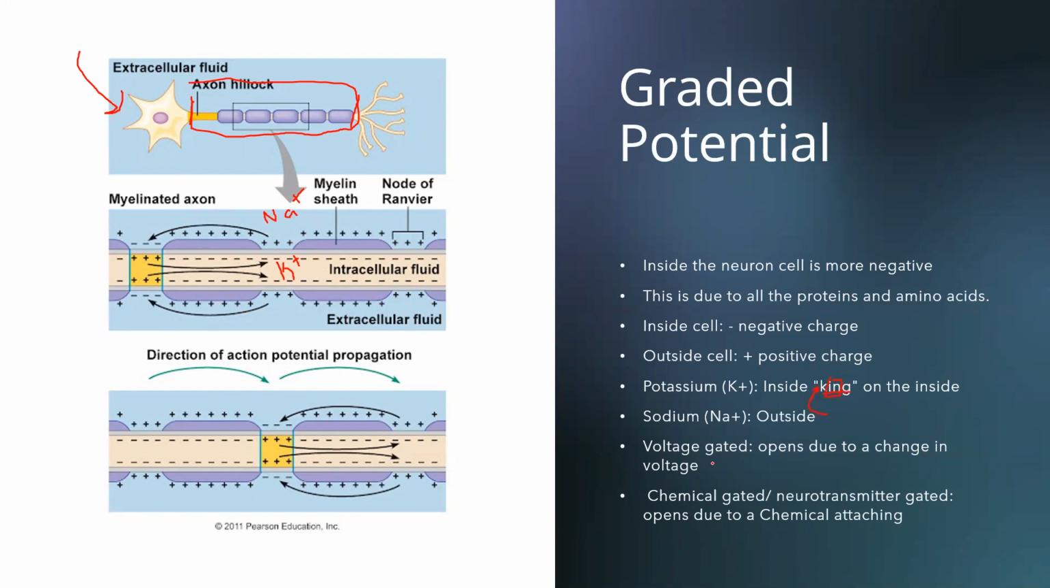And now we're talking about two types of gates. When you hear the word gates, you mainly think about something you open up. Most gates are locked. And how do you unlock a gate? Well, you use a key. There are two types of gates we'll talk about, a voltage gated and a chemically gated. For graded potential, we're mainly going to focus on the voltage gated. Chemically gated is going to happen during the synapse. A voltage gated gate opens up when a charge or a voltage is met. So when a certain charge or voltage is required, the gate opens up and lets things go in and out.